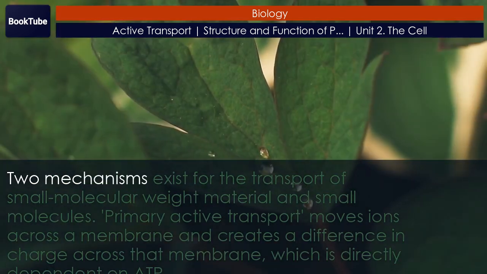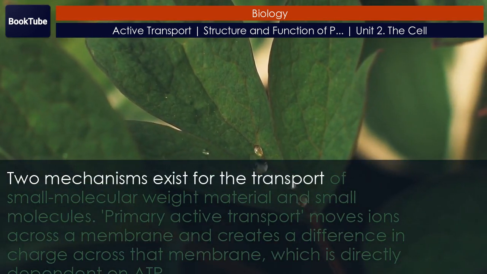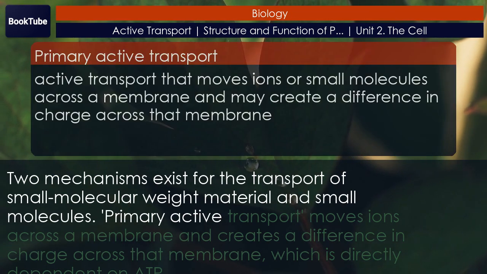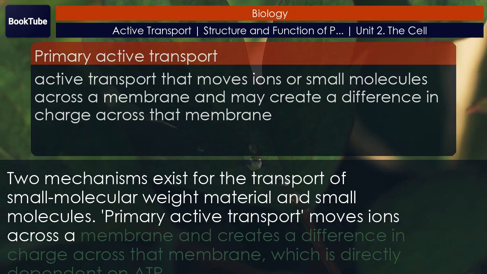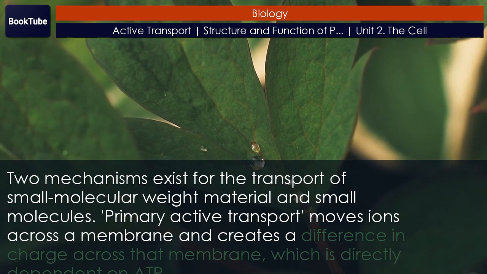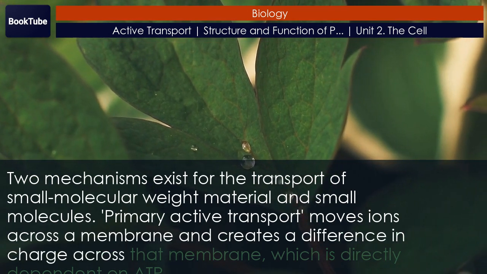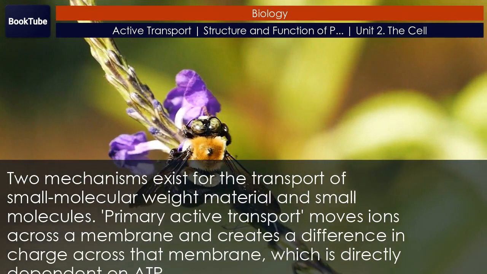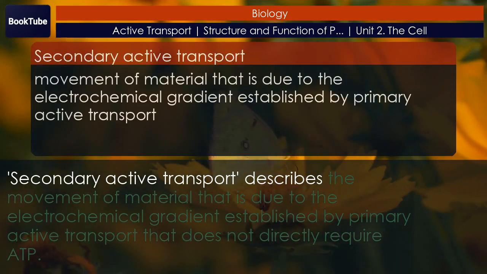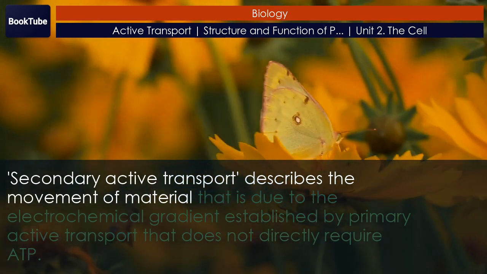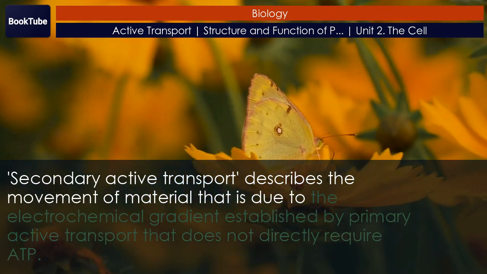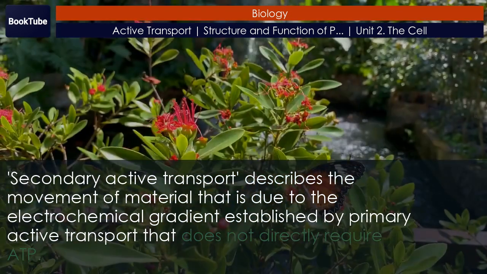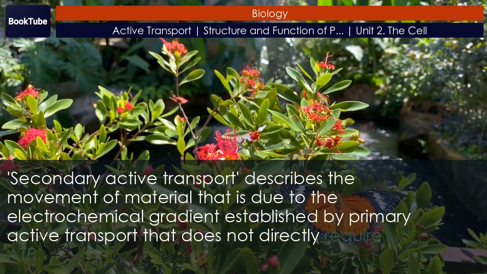Two mechanisms exist for the transport of small molecular weight material and small molecules. Primary active transport moves ions across a membrane and creates a difference in charge across that membrane, which is directly dependent on ATP. Secondary active transport describes the movement of material that is due to the electrochemical gradient established by primary active transport that does not directly require ATP.